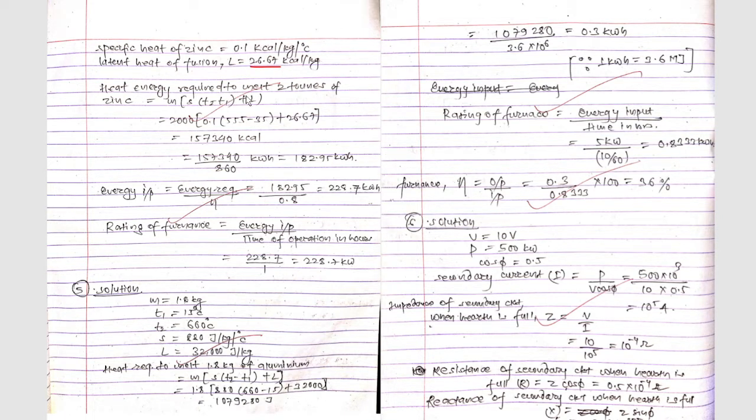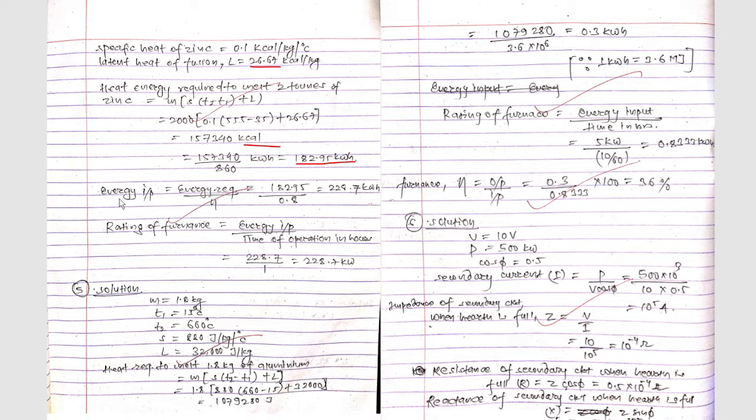Now the heat required to melt 2 tons of zinc, and here we have the formula as M S (T2 minus T1) plus L. M is 2000, S is 0.1, T2 minus T1 is given, and plus L, the latent heat of fusion, is also given in the equation. So we will get here 157340 kilocalorie. And in order to convert this kilocalorie into kilowatt hours, we have to divide by 860. So on dividing by 860, you'll get 182.95 kilowatt hours.